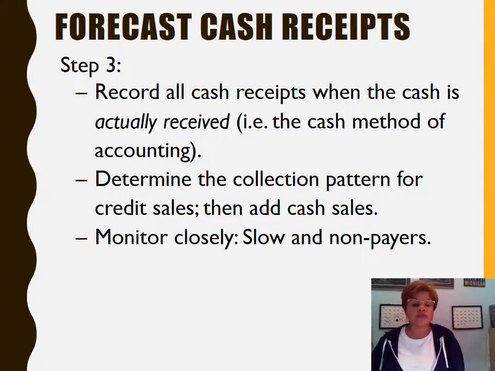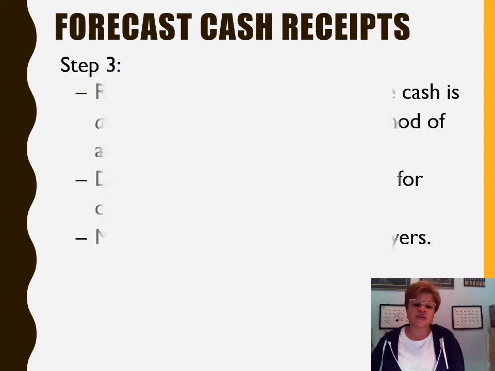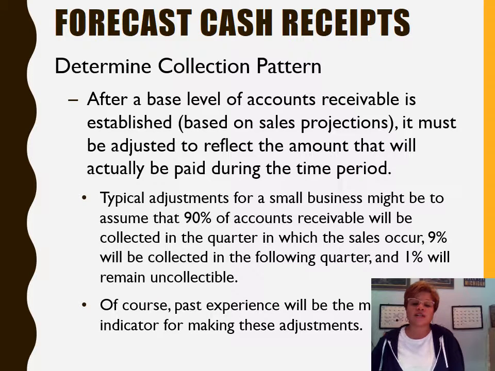Record all cash receipts when the cash is actually received. We call that the cash method of accounting. And then determine the collection pattern for credit sales, and then add cash sales, right? If you're offering credit sales, obviously. You've got to monitor slow orders. They become crucial. The collection patterns are important to understand.